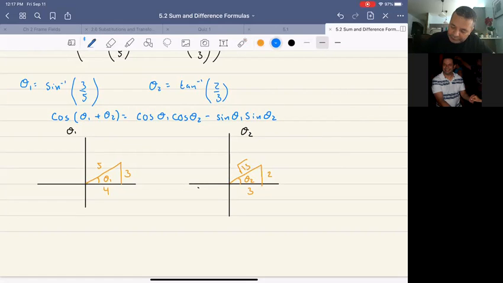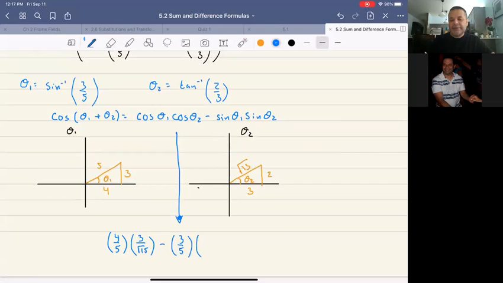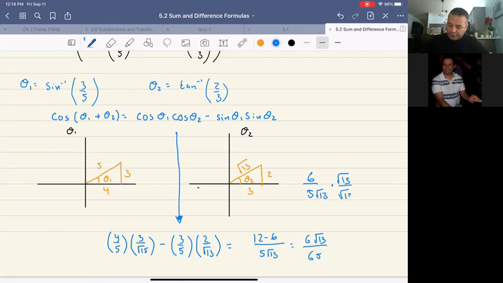So running this through here, we get cosine theta 1 is 4/5 times cosine theta 2, which is 3 over root 13, minus sine theta 1, that's 3/5, times sine theta 2, which is 2 over root 13. So that's going to be 12 minus 6 over 5 root 13. So that's going to be 6 root 13 over 65 after I rationalize it. 6 over 5 root 13 times root 13 over root 13.